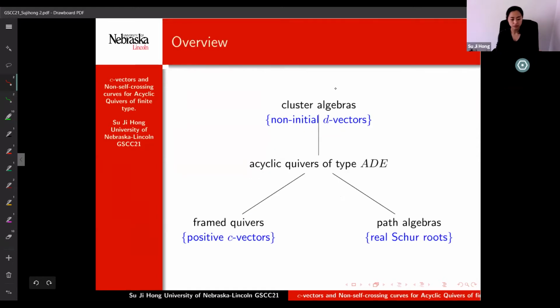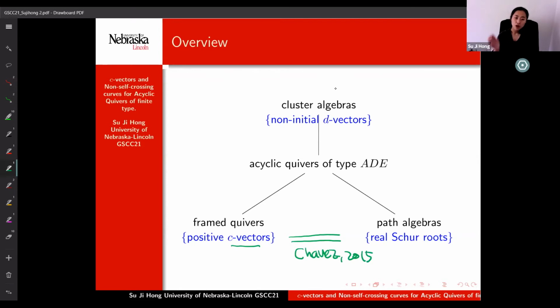Okay, so let's go back to this overview. So I just defined the C vectors. Real Schur roots, let me just quickly say, are just going to be the dimension vectors of rigid indecomposable modules. But the only thing we actually care about is the fact that these two are equal. And this was proved by Chávez in 2015.